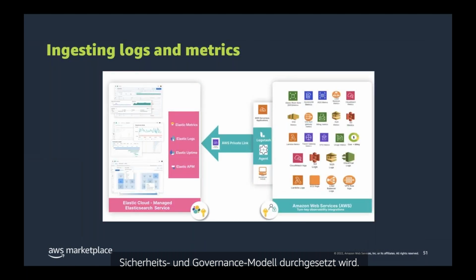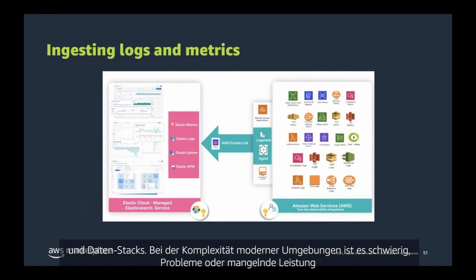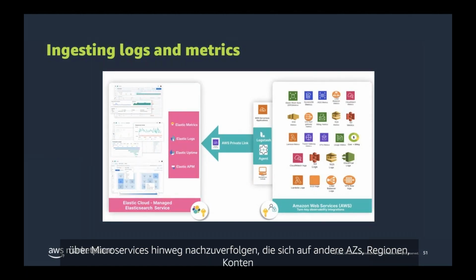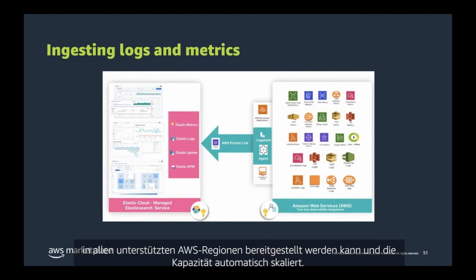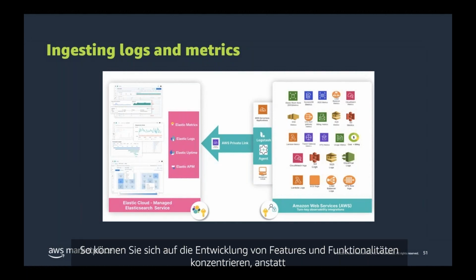And no solution is complete without end-to-end visibility of your application and data stack. With the complexity of modern environments, tracing issues or performance problems across microservices that extend into other AZs, regions, accounts, and even hybrid clouds is difficult without a tool to aggregate all this information together. Elastic Cloud is a SaaS solution that can be deployed in minutes across supported AWS regions and scales capacity automatically, so you can focus on building features and functionalities versus building and maintaining monitoring tools.